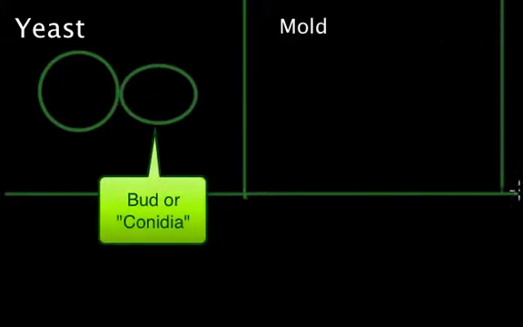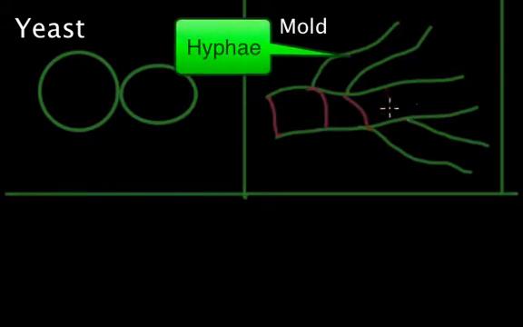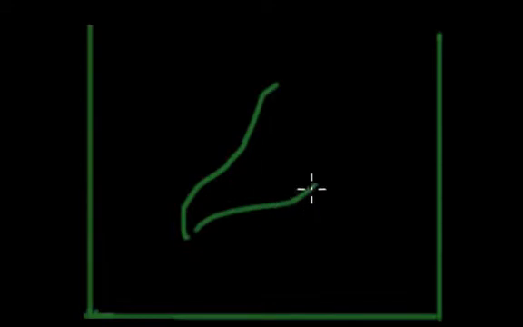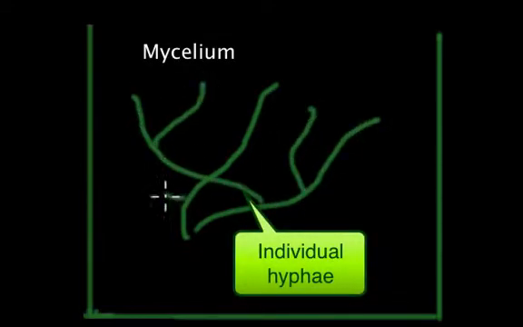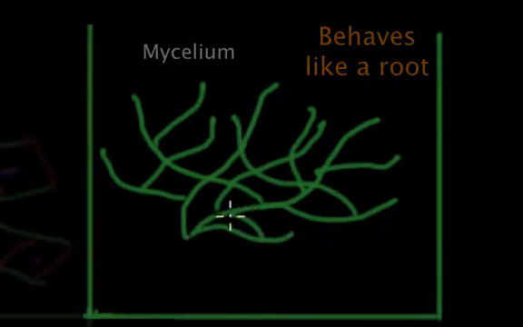Molds, on the other hand, are quite differently shaped. Molds are made up of tube-like extensions with parallel walls known as hyphae. The hyphae are usually, but not always, divided into subunits by septa, which themselves can have one or many pores. These hyphae can become an intertwined mass, which is often referred to as a mycelium. The mycelium behaves like a root, growing into the decaying material.